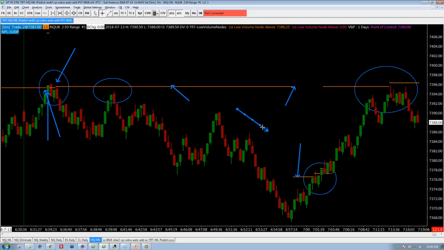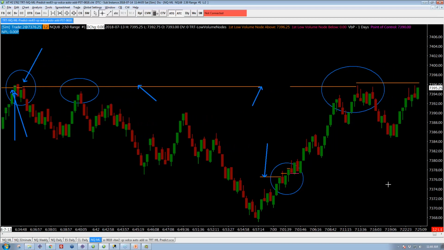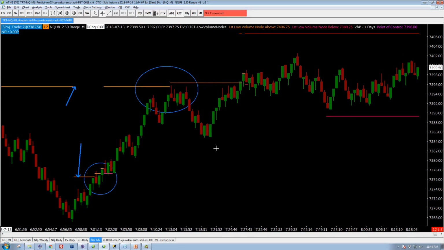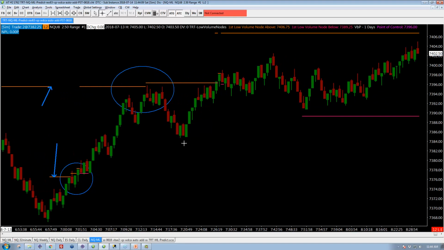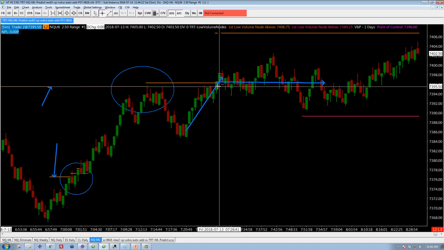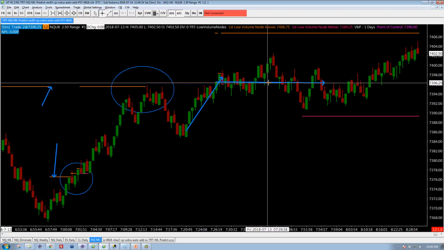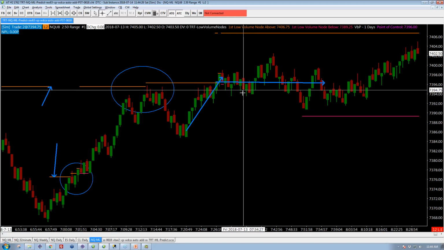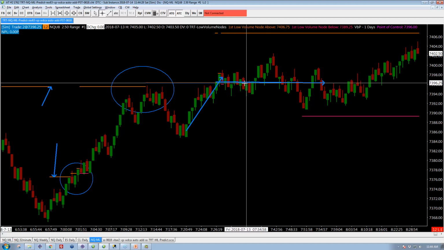Okay, so now if we just keep looking, you can see we get a small bounce off of there, and then we come back to it. Here's a case where we start to go sideways. It's going to become not a low volume node because you start going sideways, and you can see almost immediately, right? Nothing much happens here. You go sideways. It's no longer a low volume node because you're starting to build volume at this price level.